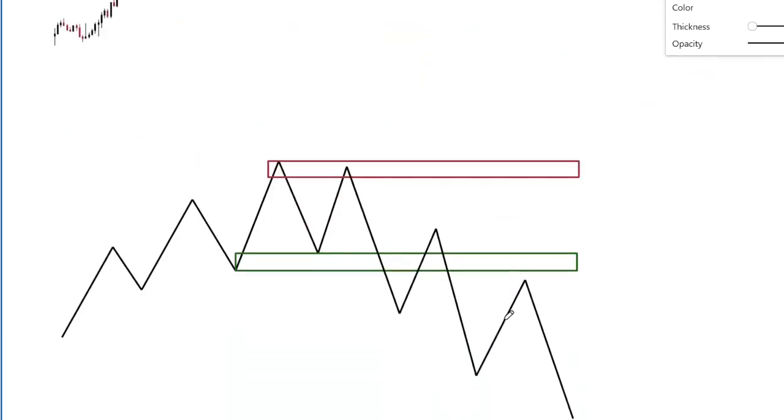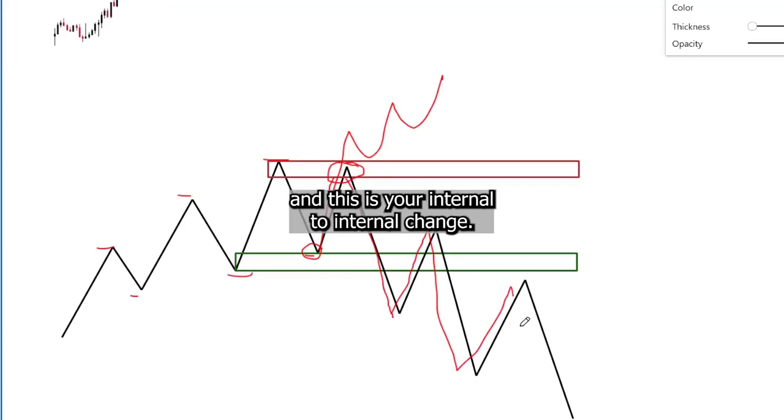An easier explanation would be in your line graph. As you can see, higher highs, higher lows, higher highs, higher lows, higher highs. And you would think that price would react from the extreme right here to continue this trend. But no, instead of continuing a bullish trend, price found rejection where the sellers are at and broke structure. And this is your internal to internal change.